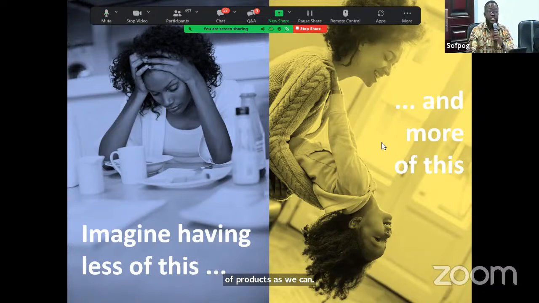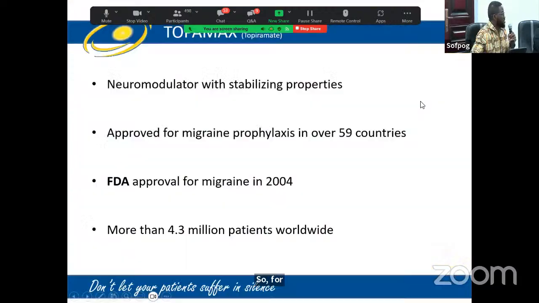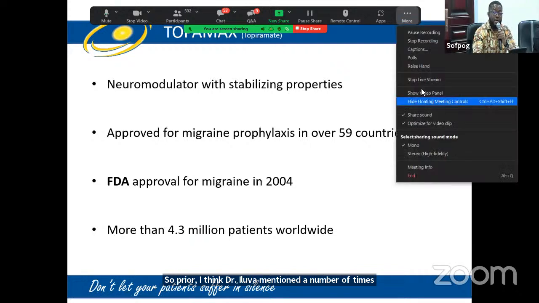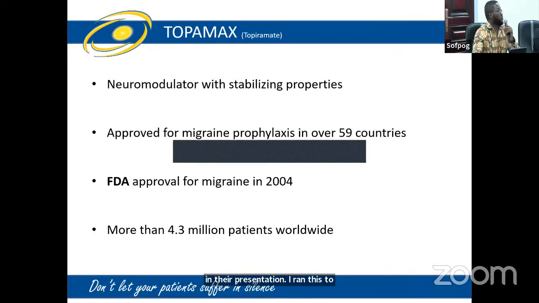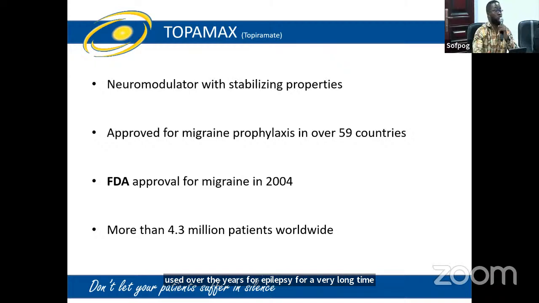So for J&J, what we have for migraine is Topamax. I think Dr. Odlova mentioned it a number of times in her presentation. Our brand is Topamax. It's a pretty common medication, so to speak. It's been used over the years for epilepsy, for seizures, for a very long time. But in 2004, it was approved for migraine prophylaxis. It's a neuromodulator with stabilizing properties, and it's been approved for migraine prophylaxis in over 59 countries globally. Currently, we have more than 4.3 million patients on Topamax worldwide for migraine prophylaxis alone, not for epilepsy.